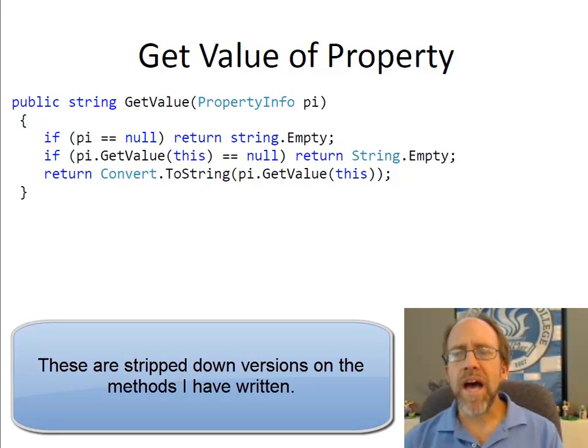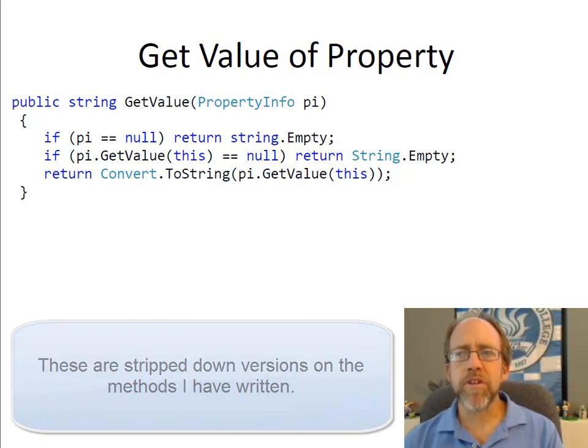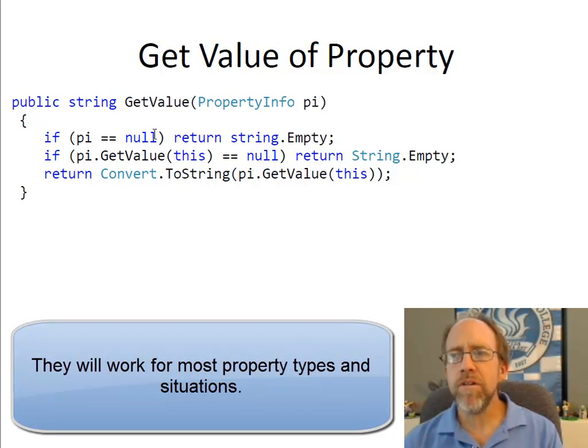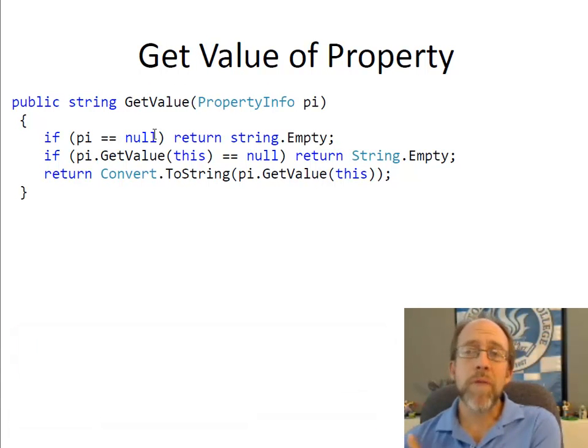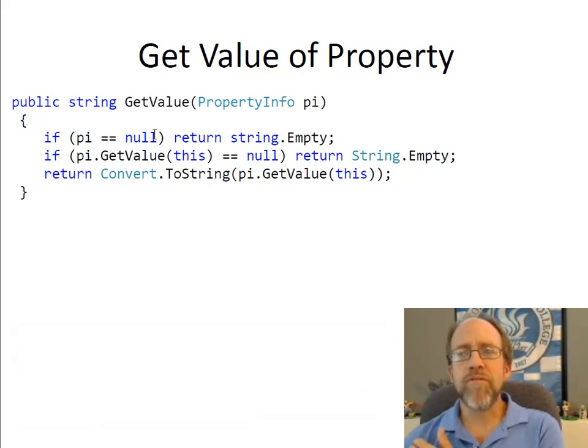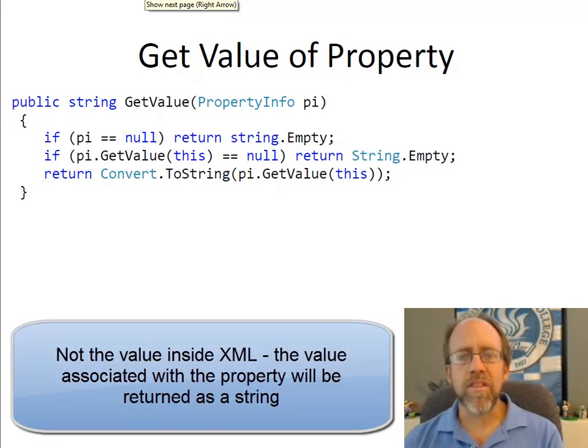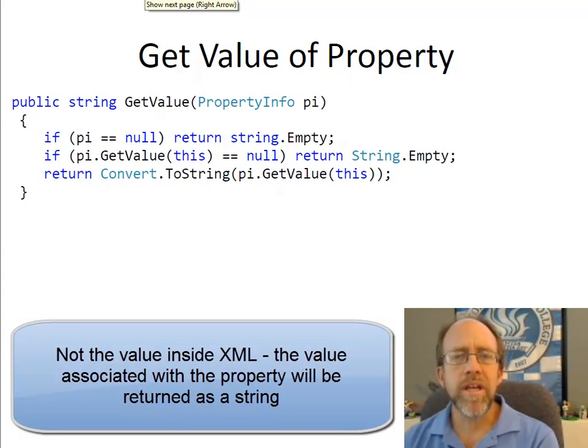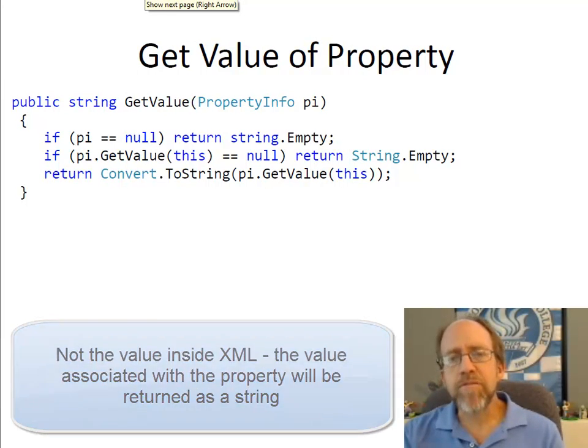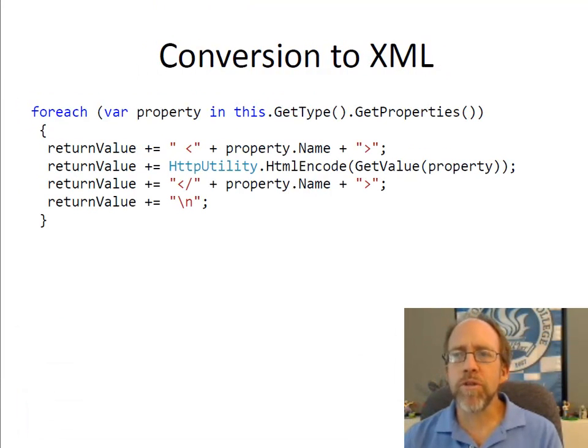Remember I called a method called GetValue, which was passed the PropertyInfo. This is really straightforward. First I want to make sure the PropertyInfo is not null, and then I want to make sure the value of it is not null. If that is the case, I just return a string, which is the value inside of the XML that I had there. So it's really straightforward to get the value of the property of the class back from the PropertyInfo information that I've enumerated through.